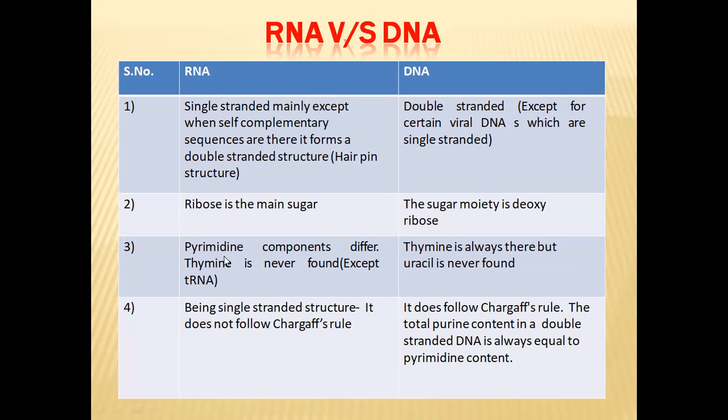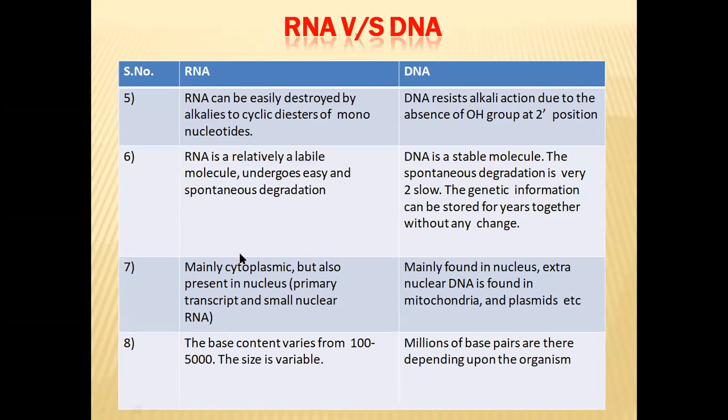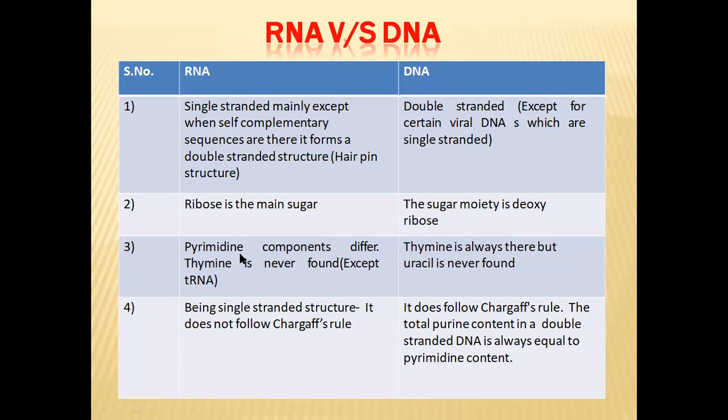One pyrimidine component is different in RNA and DNA. Thymine is absent in RNA. In place of thymine, uracil is present in RNA. And in place of uracil, we see thymine in DNA.